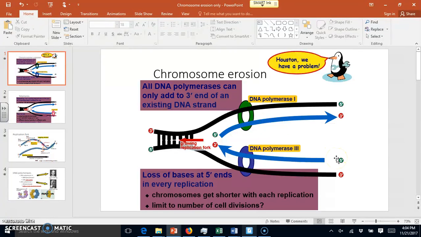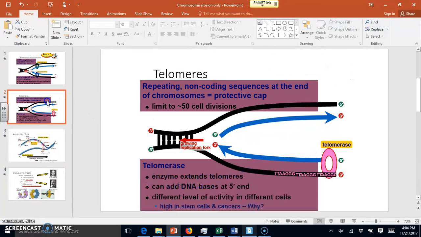So cells have evolved a solution to this. Otherwise, what would happen is that the chromosomes would endlessly shorten, and death would occur pretty quickly in cells. So the point is that at the 5' ends of DNA, the DNA gets shorter after every replication. Now, how have cells solved this problem?